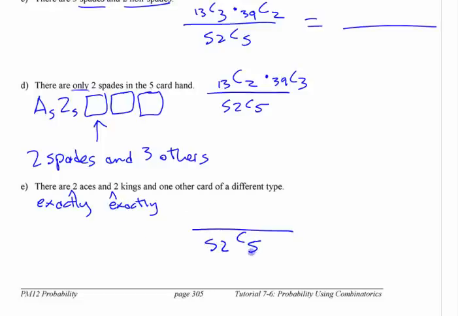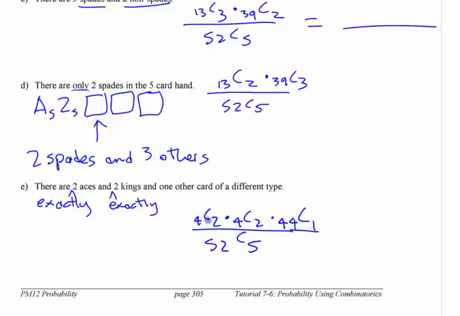52C5 is on the bottom because you're choosing 5 cards. 2 aces, you need 4C2. You need another 4C2 for the 2 kings. And you need, how many other cards are there then? There's like 40. 45. Isn't it 44? 52, take away 8.